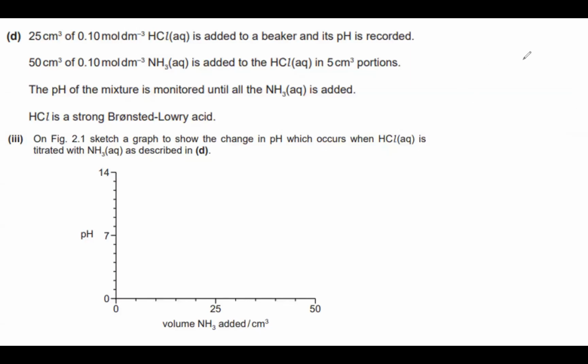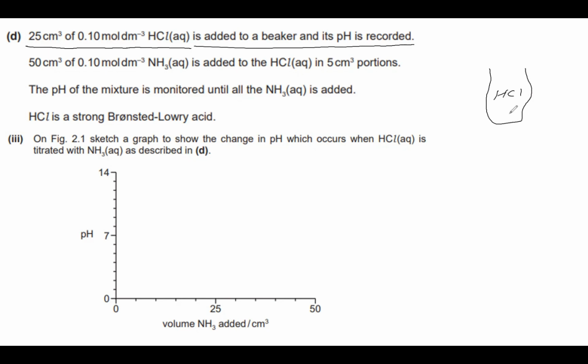Welcome everyone. Guys, in this video, we are going to solve some of the most recent questions regarding drawing a titration curve. So this is the first one, and let's start solving it. We have 25 cm³ of 0.1 mol/dm³ HCl added to a beaker and its pH is recorded. So we have the beaker here, and to it we are adding HCl.